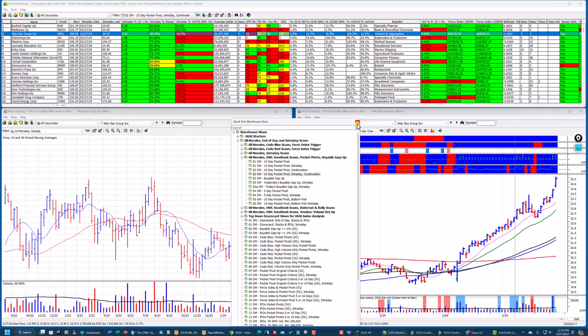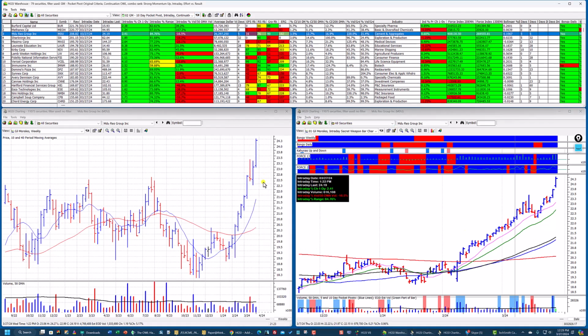Let's get this out of the way and see. Look at it on a weekly chart here. Huge move on the weekly charts. Volume coming in, confirming volume. But these are all pocket pivots. Now let's take a look at this.